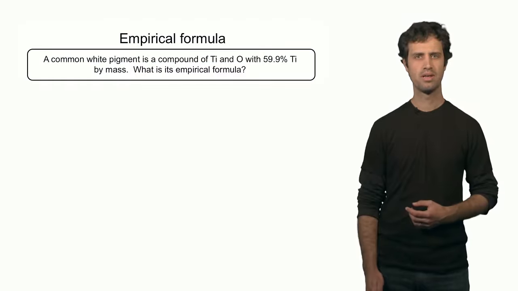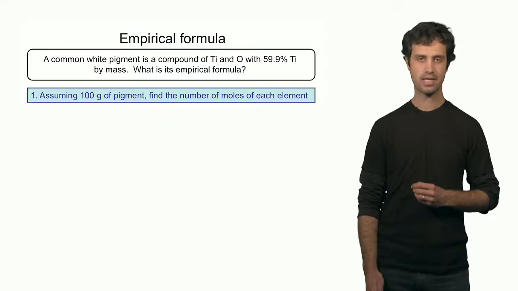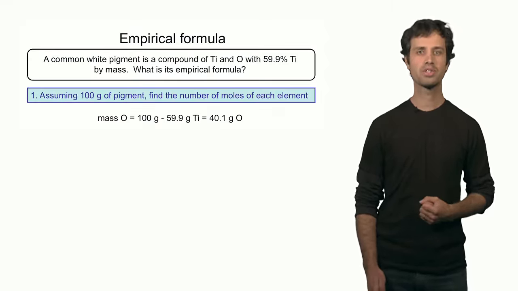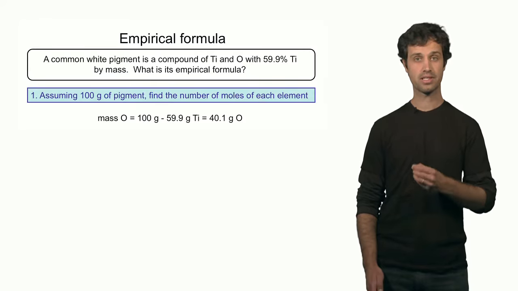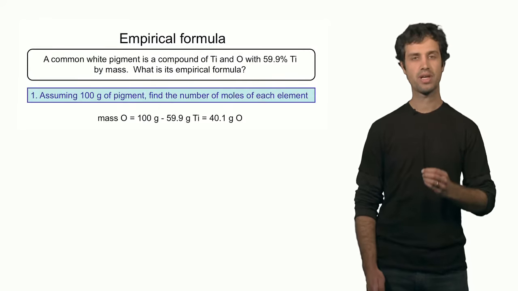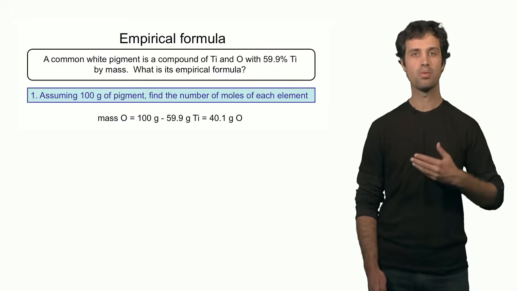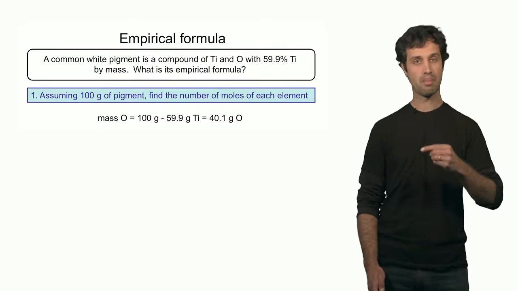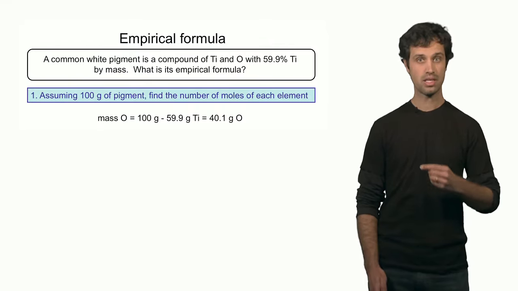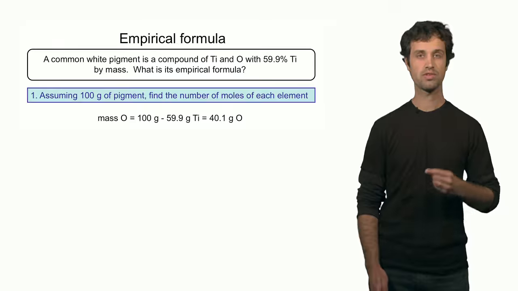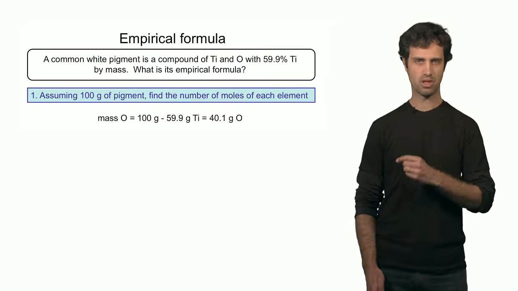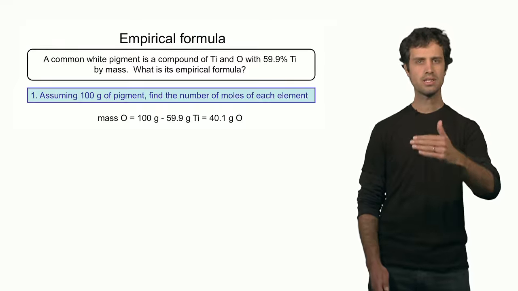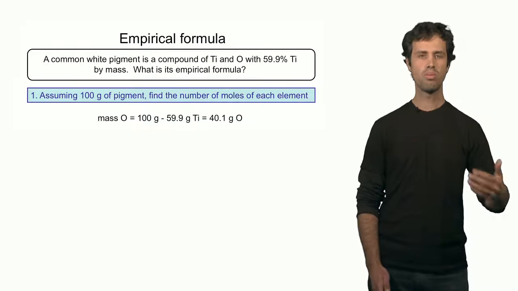How does it work? The first assumption I'm making here is that I have 100 grams of this compound. And if I have 100 grams, I know that 59.9% of that is titanium, which means 59.9 grams of titanium in 100 grams of the compound. That also means that 100 grams minus 59.9 is the amount of oxygen, which is 40.1 grams of oxygen. The next step I like to take is to convert these amounts in grams into moles.